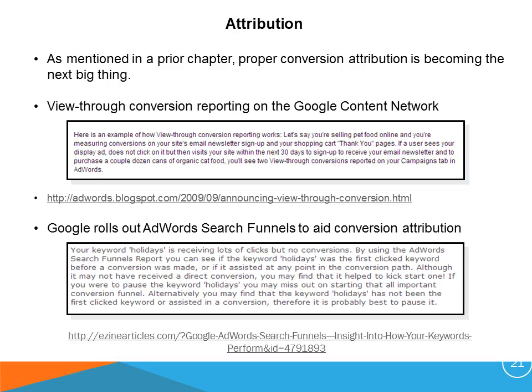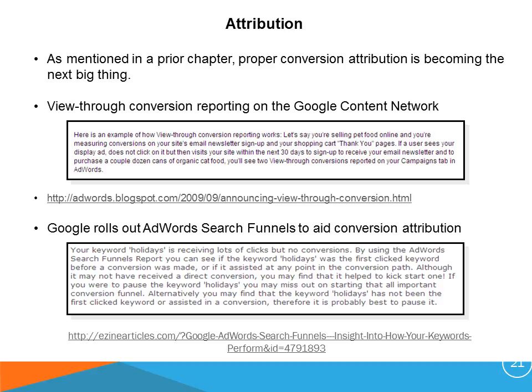Another interesting thing is, again, attribution. I want you to understand a couple of cool things that Google is doing for you to help you better understand the value of advertising on Google. So let's take a look at view through conversion reporting on the Google Content Network.